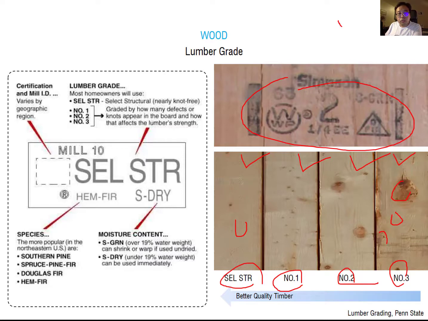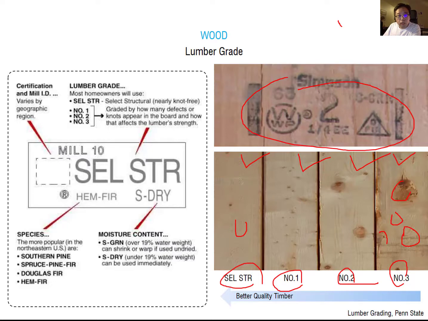So it means number 3 is usually a much weaker structure than the SEL STR level because of the lots of defects. Okay, so depending on your structural uses and the weight it has to support, you might consider the proper lumber grade for your product.